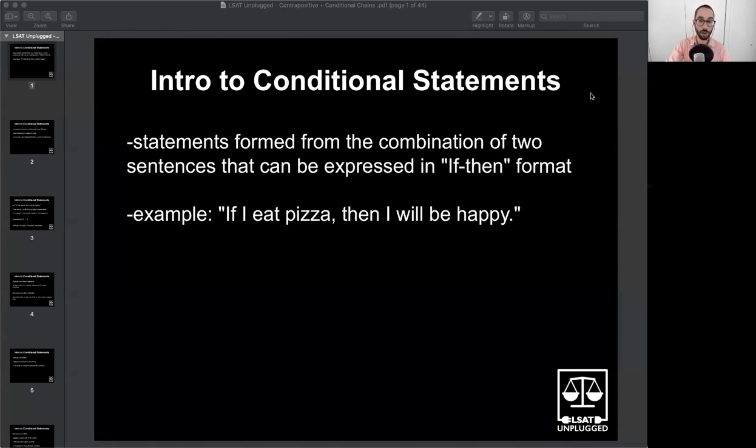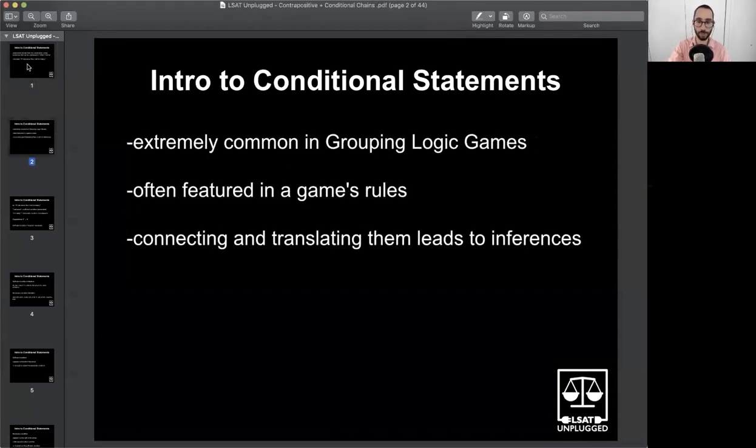So conditional statements, if then, very simple. You've seen them all before, especially common in grouping logic games. Typically you'll see them in the initial rules of the game. And in games, when you have the same variables featured in multiple rules, that suggests that you'll probably be able to link them together in some way.